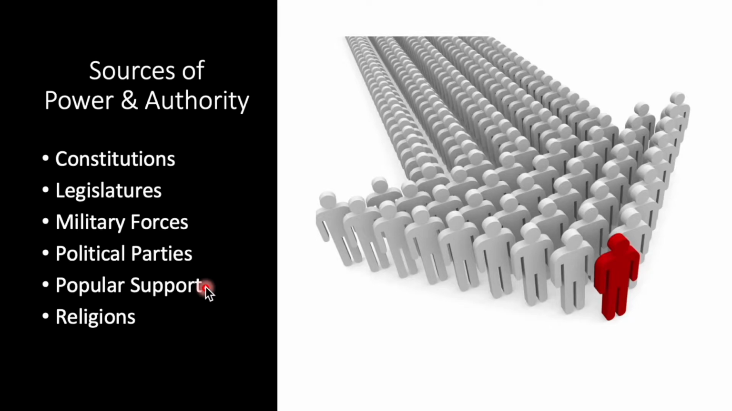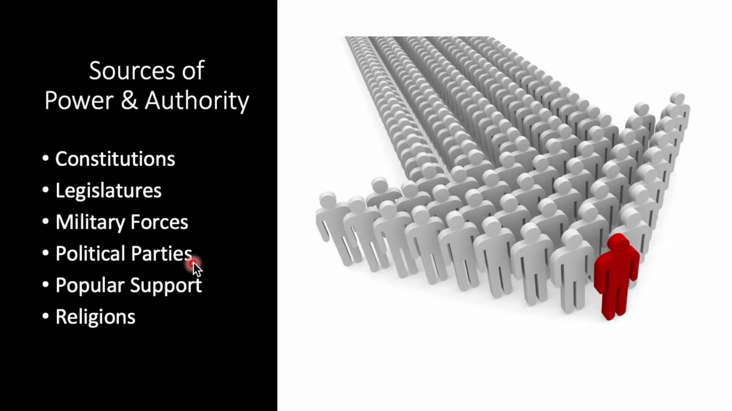Many countries also count on popular support to bolster power and authority of the government or regime, because that means that the populations will actually go along with the government's decisions instead of being forced to, or instead of protesting against the government. And finally, we see that religion can be used to control the population. And we see this most notably in our course countries in Iran's Islamic theocracy.